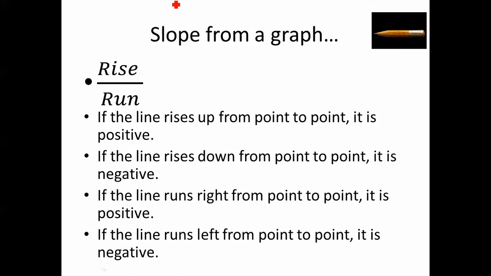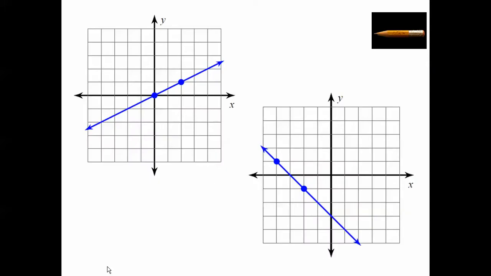Slope from a graph. We count the rise over run. If the line rises up from point to point, it is positive. If the line rises down from point to point, it is negative. If it runs right from point to point, it is positive. And if it runs left from point to point, it's negative. Let's look at some examples.